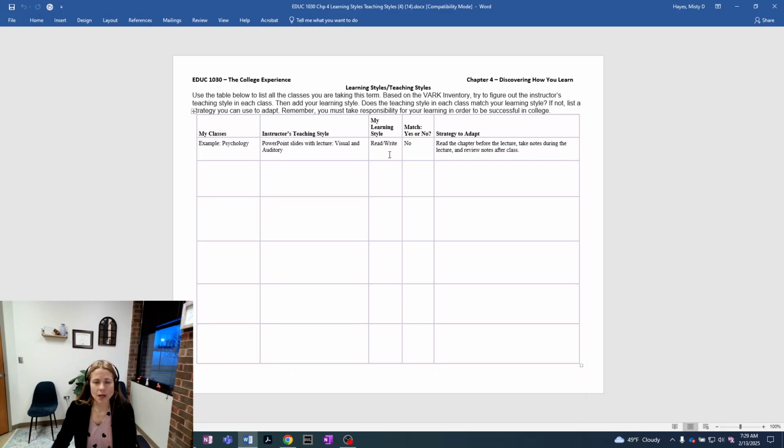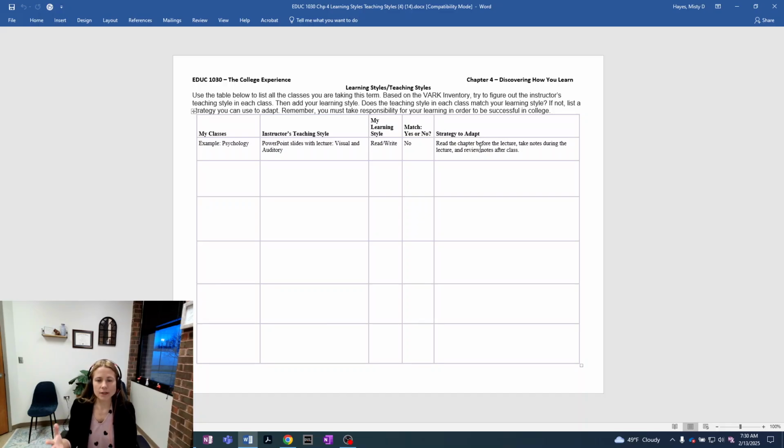These two do not match up. If you read and write, that's what type of learner you are, and they're mostly giving you visual and auditory, like they lecture and give you images, that's not going to match up with your preferred learning style. So then the important part is we've got to pick out a strategy. Strategy to adapt means that you have to take responsibility for your learning. If your instructor is not teaching to your preferred style, then you're going to have to make some changes on your part. So what are you going to have to do?